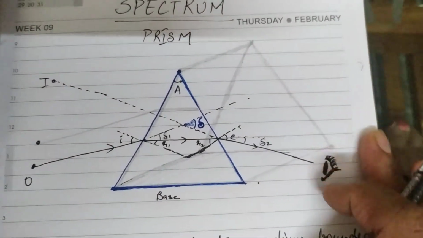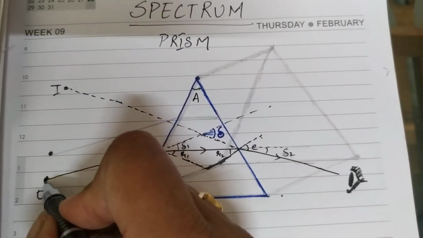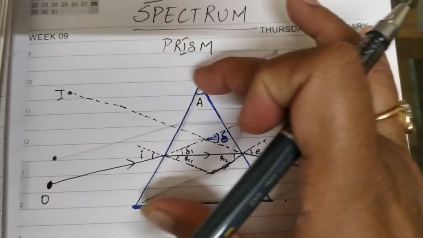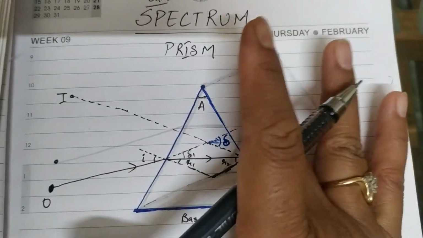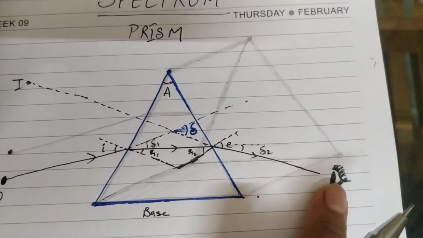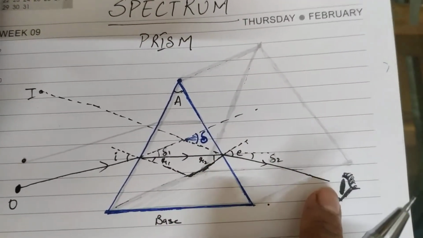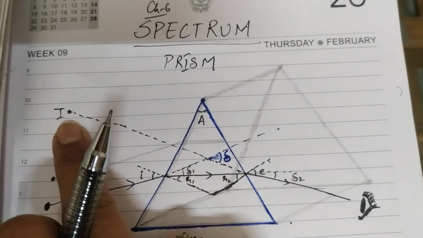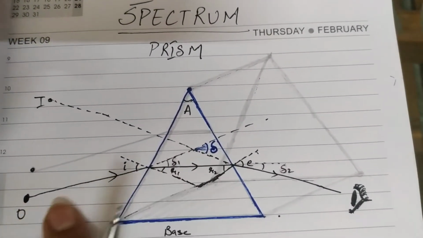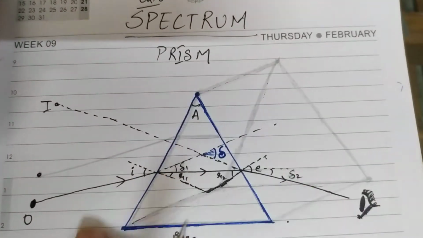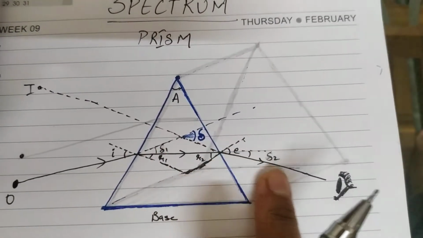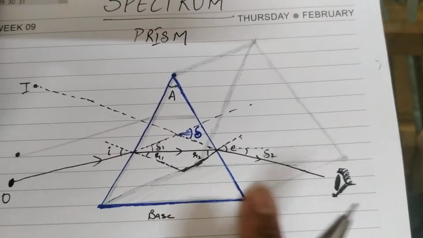So what happens in a prism is that when we see any object, suppose we place it in front of one of the rectangular surfaces, and we watch it through the other rectangular surface, then we find its image over here. So what is the prism action? It bends the ray of light falling on one of its refracting surfaces, which is rectangular. It bends that ray towards its base. This is the base of the prism.